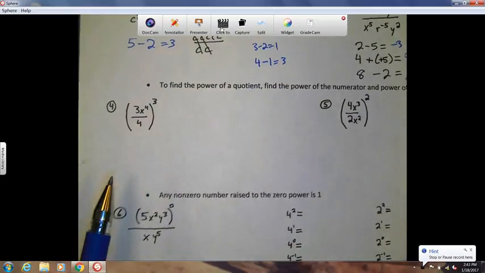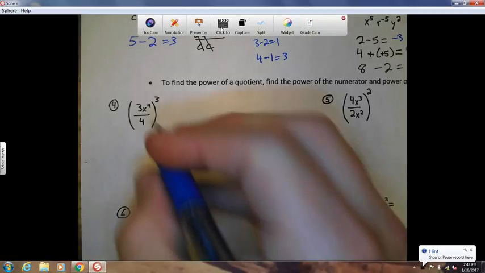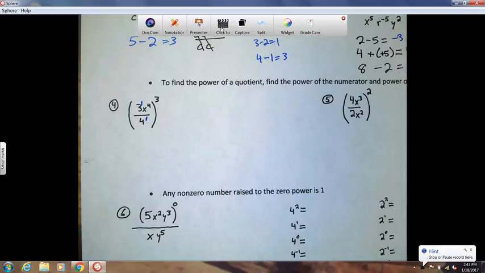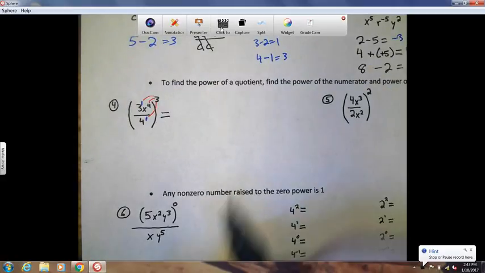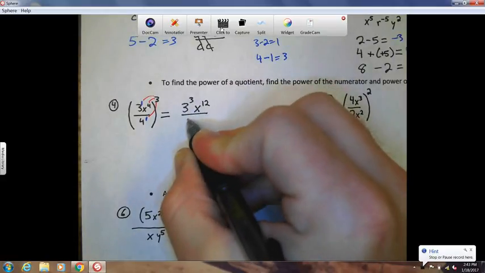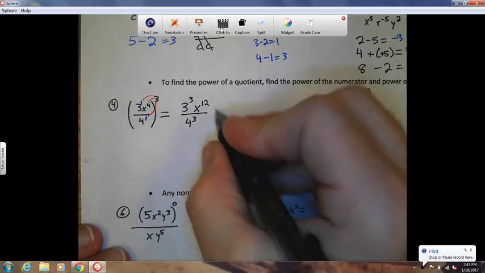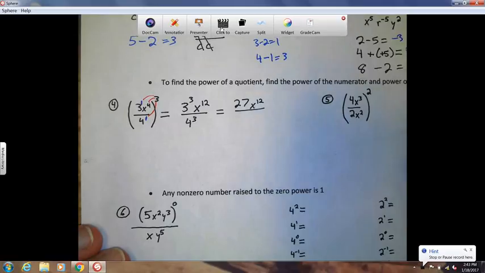To find the power of a quotient, find the power of the numerator and denominator. So basically this is like power of a power. So I'm going to remember that everything has an exponent. When I have a power outside here, I have to multiply all of those exponents. So I have 3 to the third, X to the 12th, 4 to the third. Then to simplify that, 3 to the third is 27. And 4 to the third is 64.